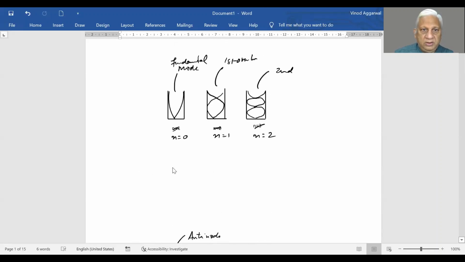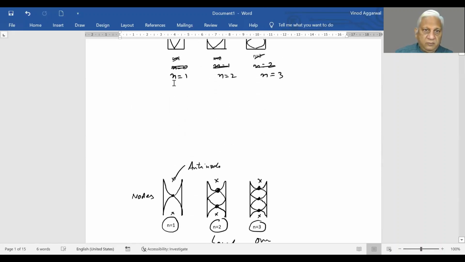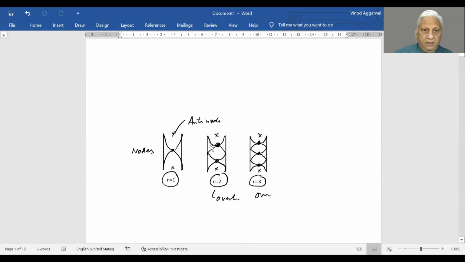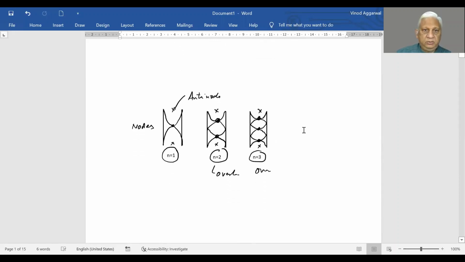Now there is a small correction to what I said earlier. This n is not zero. This is n equal to 1, n equal to 2, n equal to 3. The treatment is exactly similar to this open pipe, right?